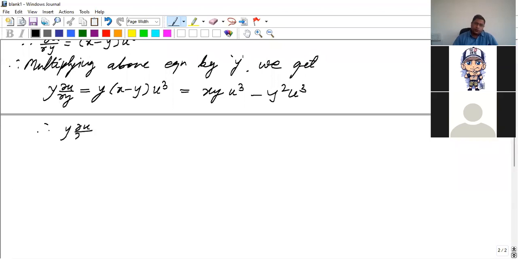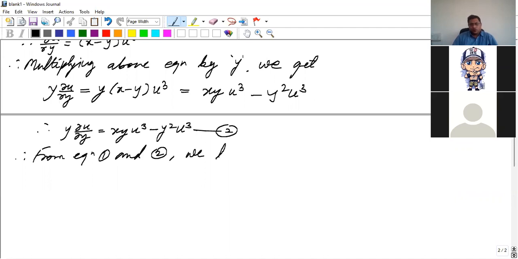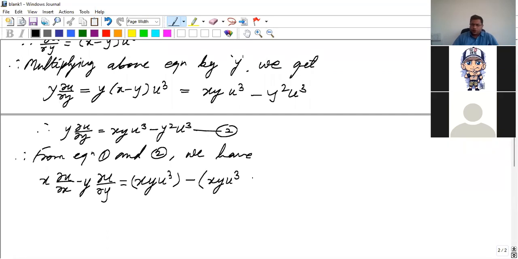And hence we can write here, y w by w y is equal to x y u cube minus y square u cube. This is going to be equation 2. Okay, so we can write here, hence, from equation 1 and equation 2 we have, what we want: x w by w x minus y w by w y. So we want x w by w x minus y w by w y, and this is going to be x y u cube minus, so we're having x y u cube minus y square u cube. Okay, so that's what this is, the equation 1 and this is equation 2.